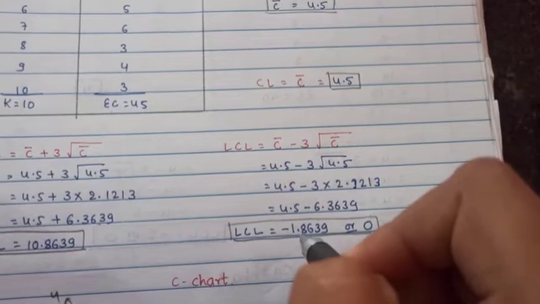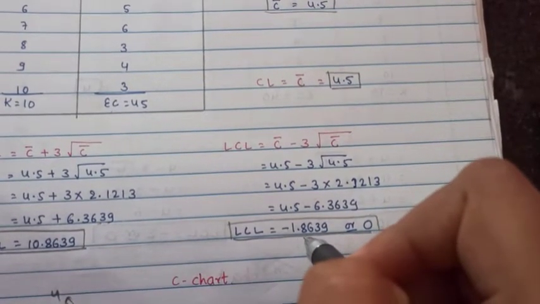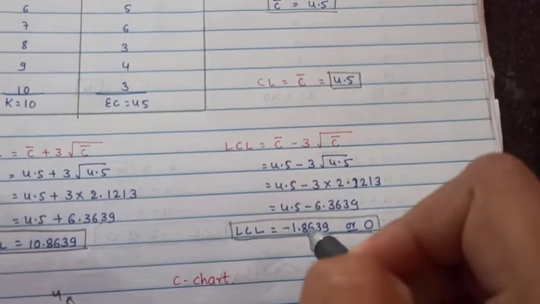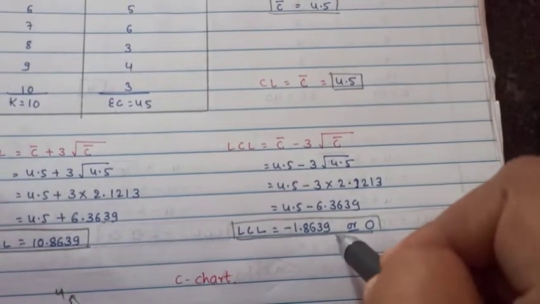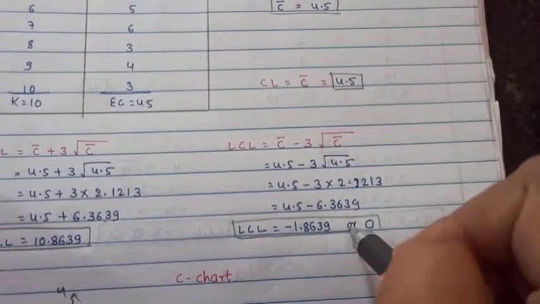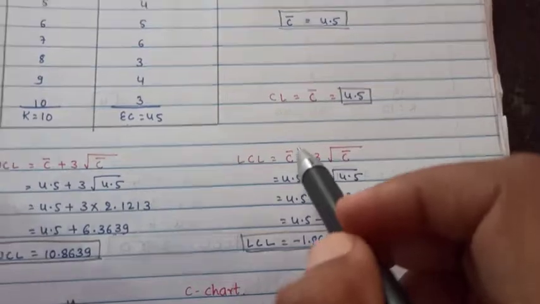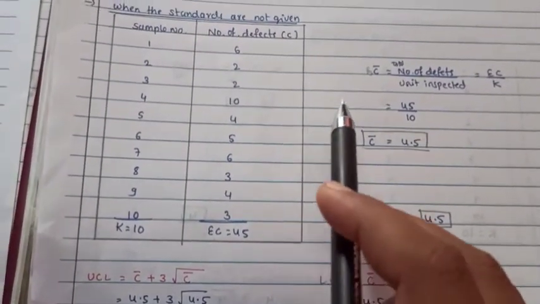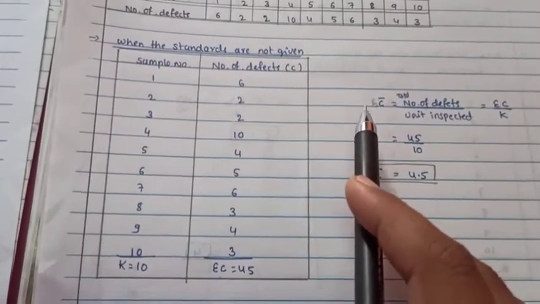Okay, so whenever the lower control limit comes out negative, what do we consider it as? We have to consider that it is from the 0 here. Okay, so these are the limits we have to calculate when the standards are not given. First we have to calculate the C bar.